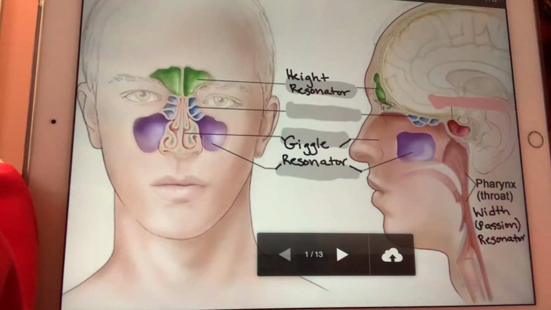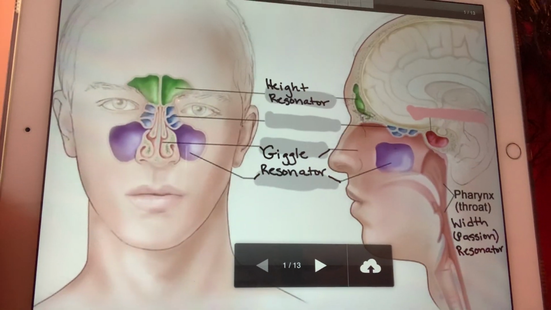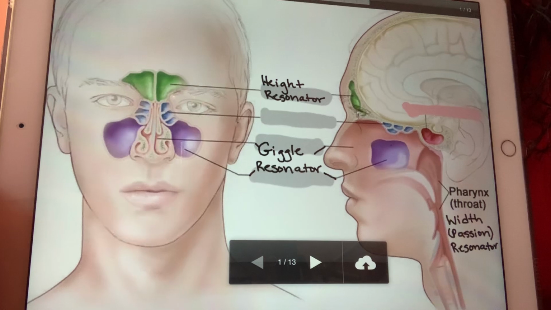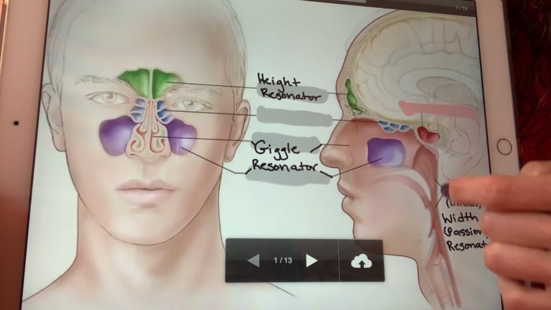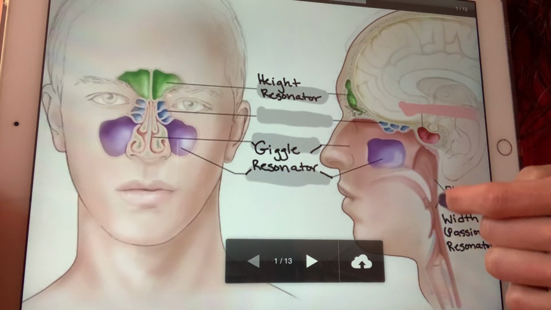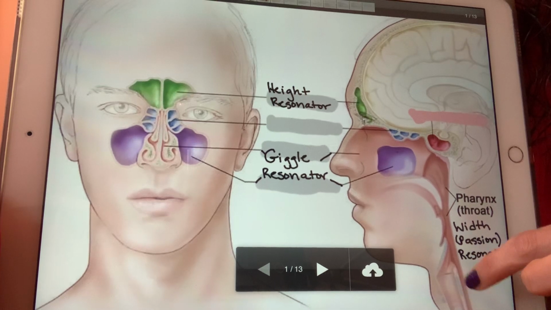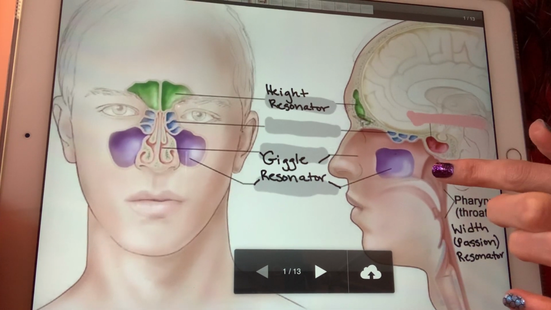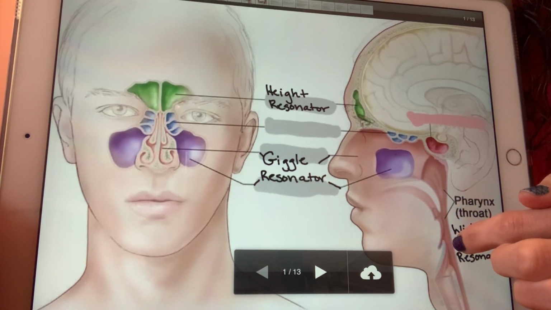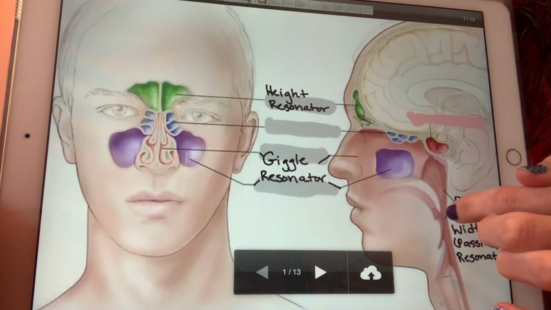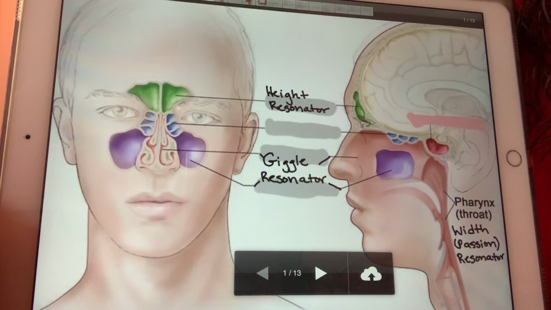Then the second resonator she talked about was the passion resonator. And so she talked about that as a kind of a width resonator. And that happens right back here in the pharynx, which is kind of the space between your larynx, where our sound and our vocal folds are housed, and the soft palate, which is up here. Our sound comes from here. So right in here is where the pharynx is. That's our passion resonator. It's an actual open space in the back of your throat.